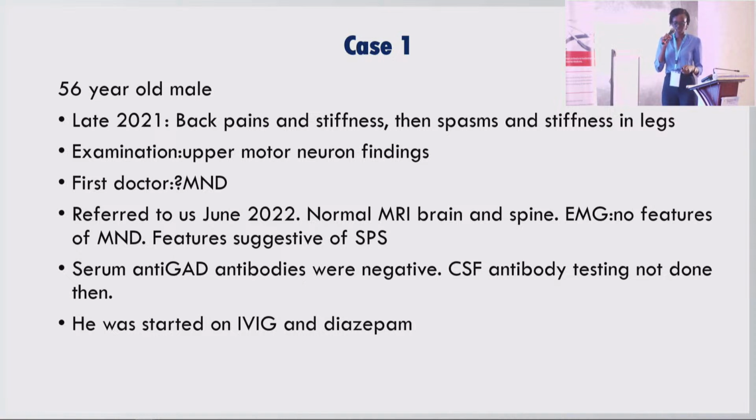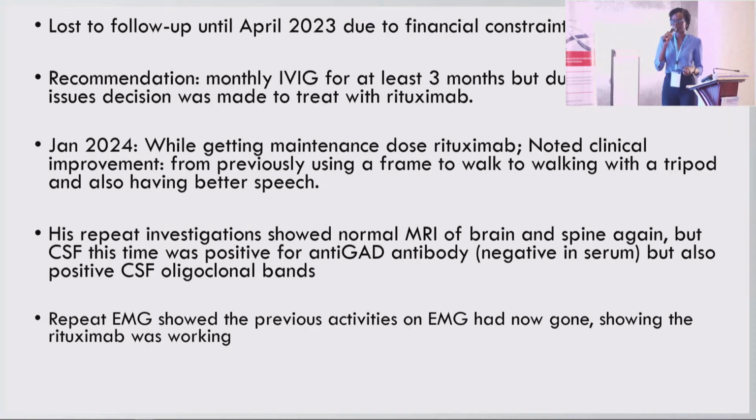When he came in June 2022, his MRI brain and spine were normal, and his EMG showed no features of motor neuron disease, but was suggestive of stiff person syndrome. When we investigated his serum anti-GAD antibodies, they were negative, and at that point we did not do CSF antibody testing. Based on the EMG findings and the clinical syndrome, we started him on treatment for stiff person syndrome, IVIG and diazepam. Unfortunately, because of financial and logistical constraints, he was lost to follow-up for about a year until April 2023.